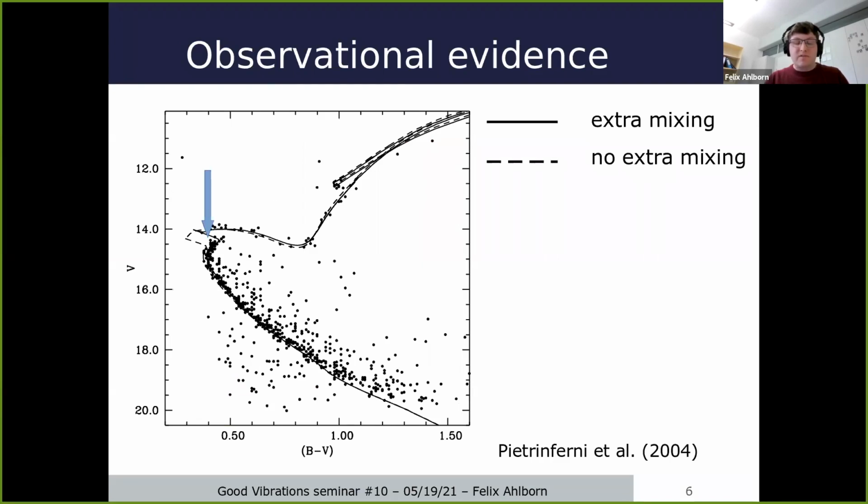This question of the convective core size becomes, for example, observable when looking at the isochrones of stellar clusters. In this figure, I show a color magnitude diagram of an open cluster with two isochrones plotted on top of the observations. The solid line has used a model including extra mixing, and the dashed line is a model without extra mixing. If you look at the turn-off region, which I marked here with the blue arrow, you can see that the model including the extra mixing actually matches better to the observations than the model without.